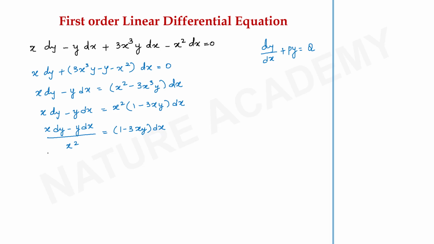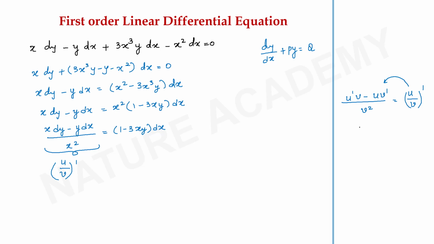This x into dy minus y into dx by x square on the left hand side is actually in the form of u by v whole dash. This is the division rule in differentiation. It is like u dash v minus u v dash by v square, which is equal to u by v whole dash. Actually, when you differentiate u by v, you follow this formula.